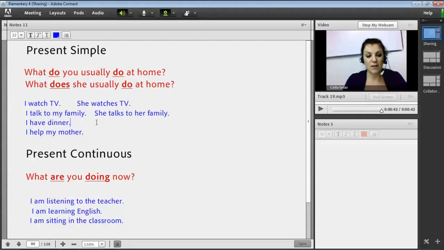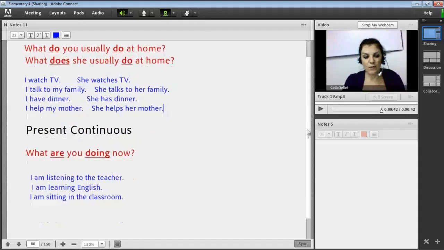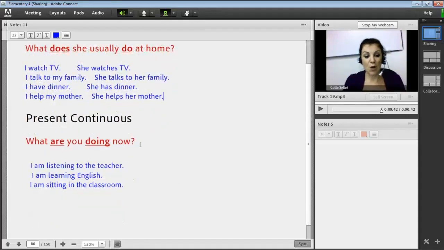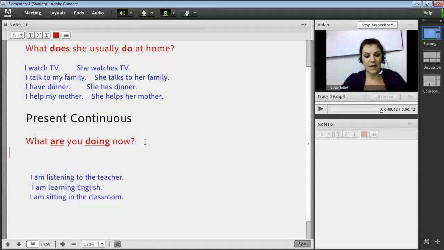What about when I have dinner? She has dinner. That's right. And I help my mother. She helps her mother. Good job. So let's move on to the present continuous. What are you doing now? Let's change the subject here as well. So let's say this time the subject is he.